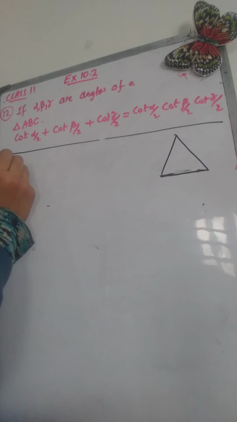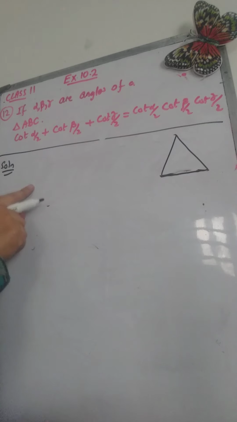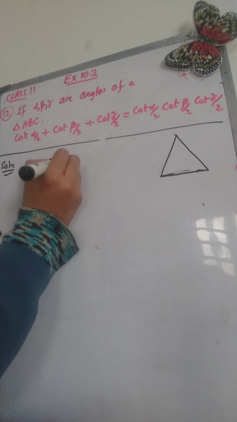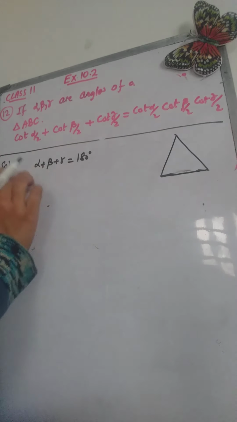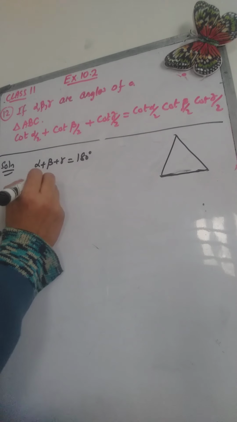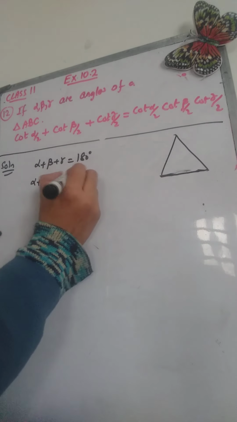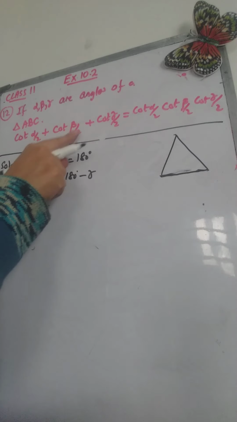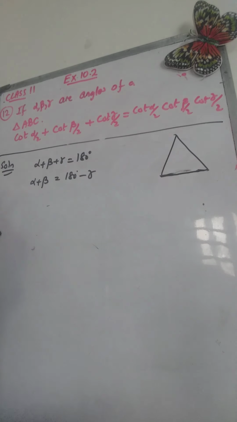As alpha, beta and gamma are the angles of the triangle, the sum of these three angles will be equal to 180 degrees. Now shifting gamma to the right hand side, because I want to apply an identity, and we want alpha by 2, beta by 2 and gamma by 2, I am going to divide both sides of the expression by 2.